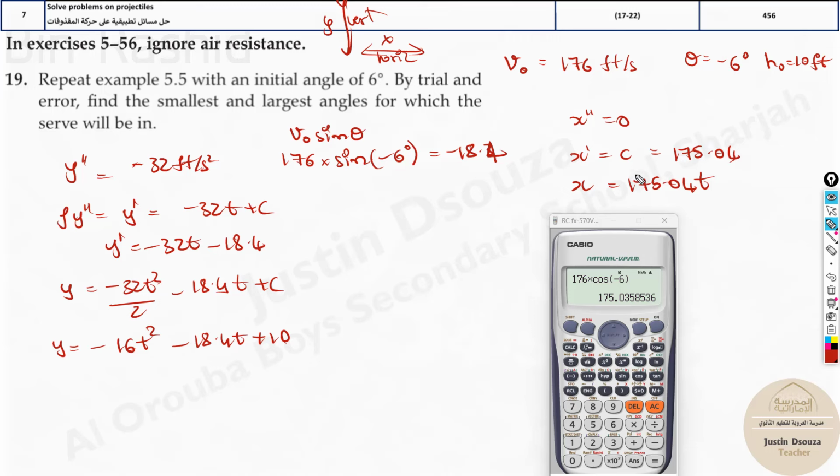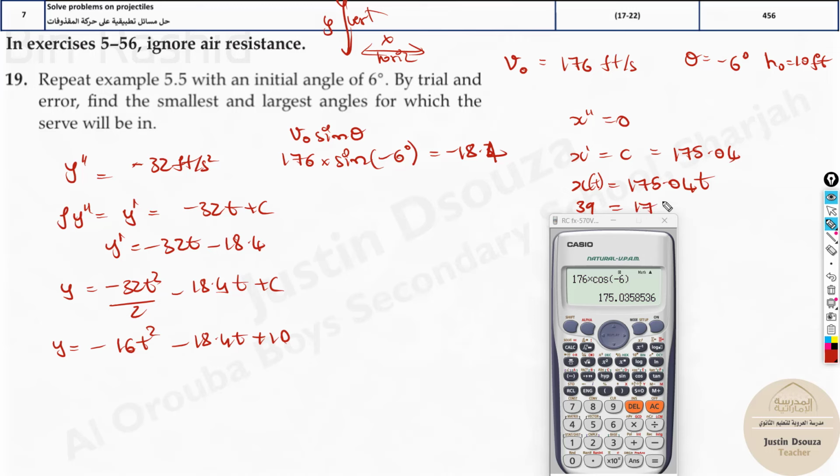Now we need to find whether the serve is above 3 feet or not, right? So here we have x of t. Now here you need to know what is the distance of the net. I'll just go back to the previous problem again and check because I forgot that. So that was 39 feet. The net is 39 feet.